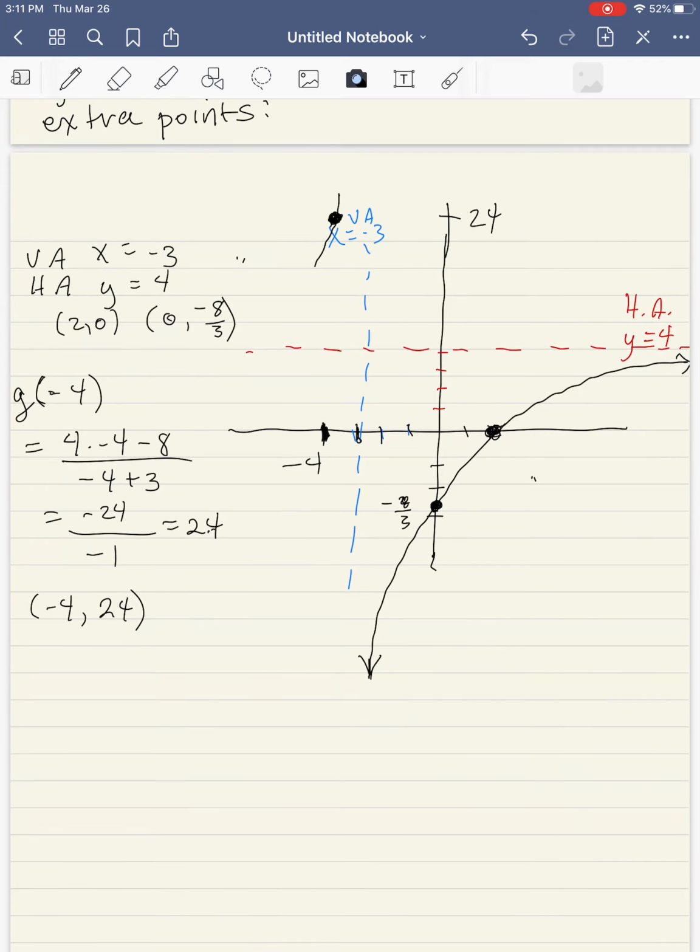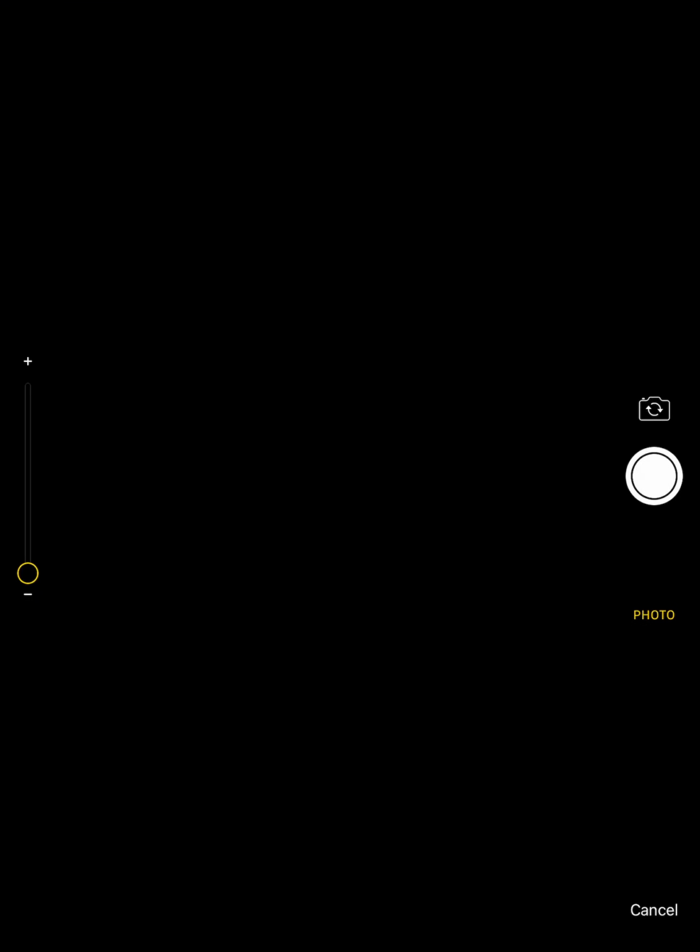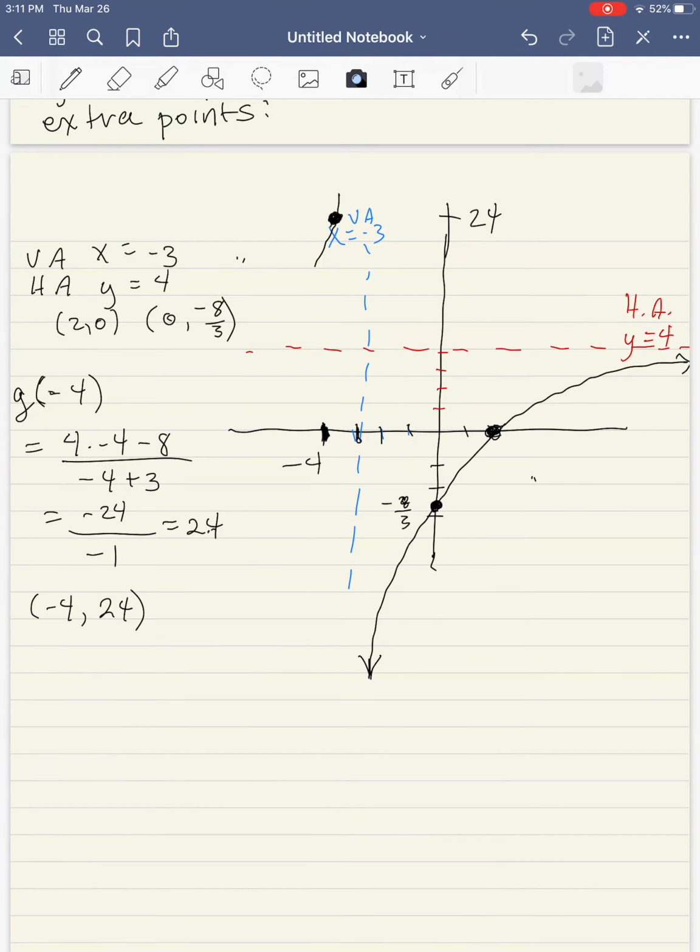Sorry, technical difficulties. It thinks I'm trying to change the page because I'm getting too close to the top. So let me come across from here and see what's going on. Oh, I hit the camera. That's what it was. Okay, so I'm back on here, and I draw my curve.